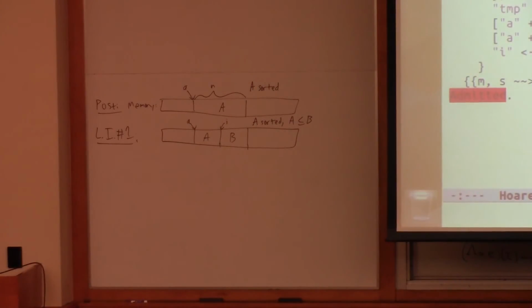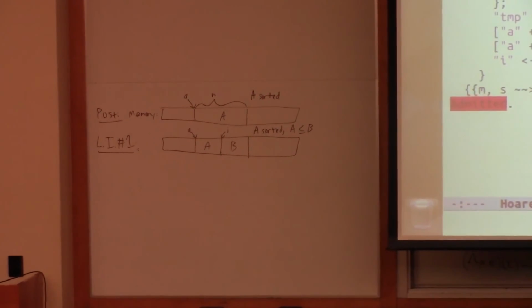Does that picture make sense? So how can we translate this into a question? Do we need that everything in A is less than or equal to everything in B? We could say only that the last element of A is less than or equal to everything in B.